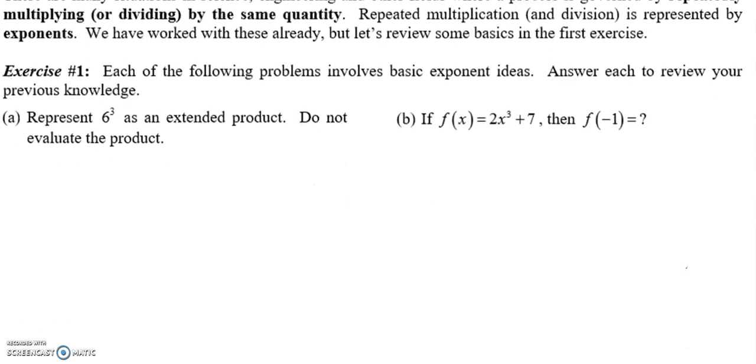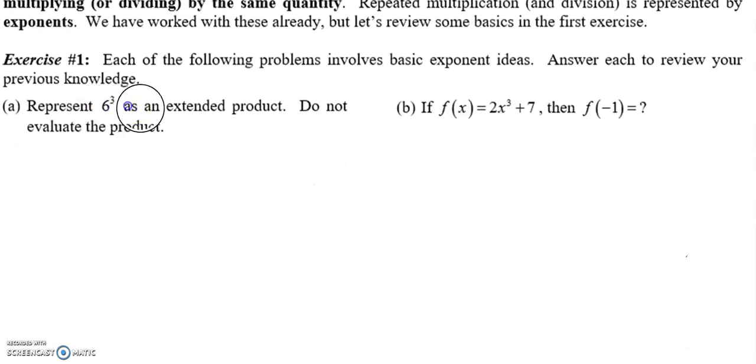Alright, so for part A, it said we want to make this as an extended product, and you did not have to evaluate it, so all you had to do is something like this. So hopefully you know 6 to the third means 6 times 6 times 6. Exactly the definition of an exponent right there, repeated multiplication.